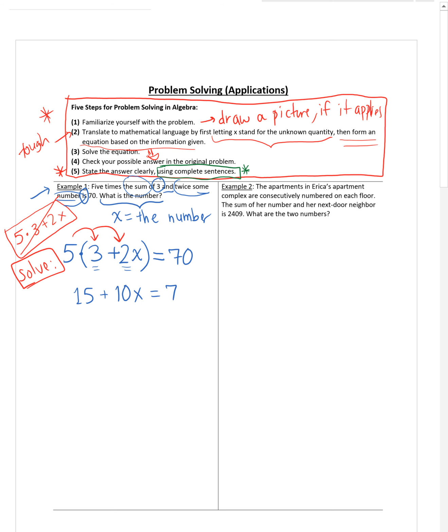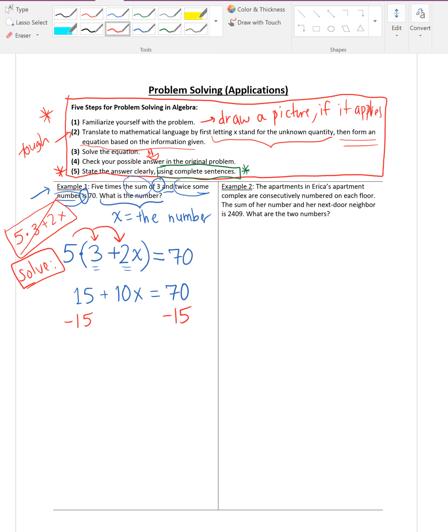And on the other side is a 70. Okay, if I had like terms at this point, I would probably combine them, but there are no like terms on one side or the other. So it's time to just start solving for x. And like we talked about previously, you're going to want to get rid of what's being added or subtracted first before you get rid of what's being multiplied or divided.